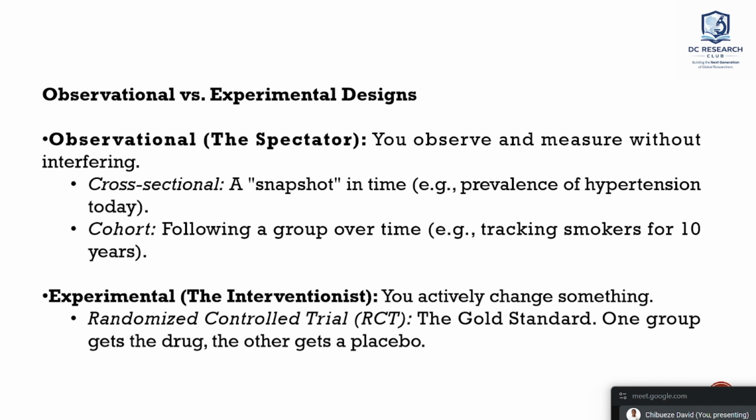Now we have observational design, where of course you're acting as a spectator. You observe and measure without interfering, without drawing conclusion. Examples here are the cross-sectional study, which is a snapshot in time. So you want to get a snapshot in time of a particular thing in a particular population. For example, prevalence of hypertension today among, you can niche down your research question or your research topic.